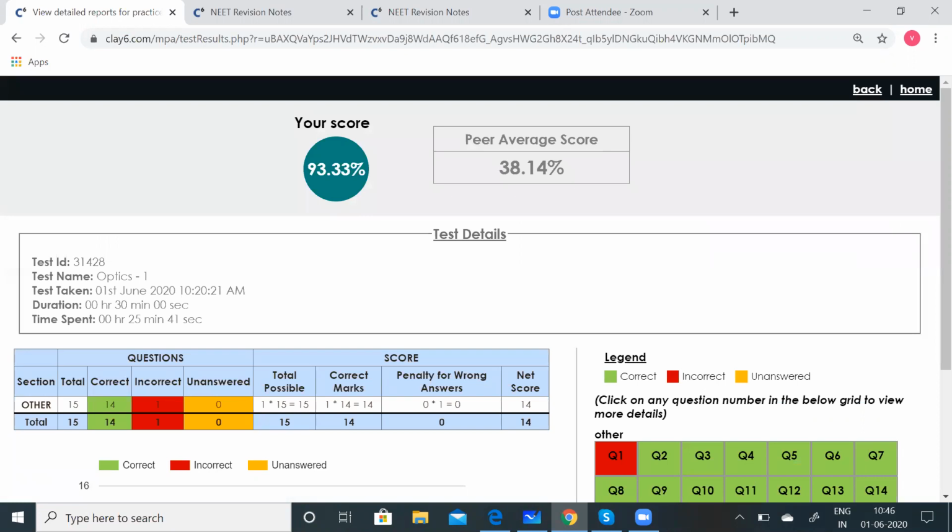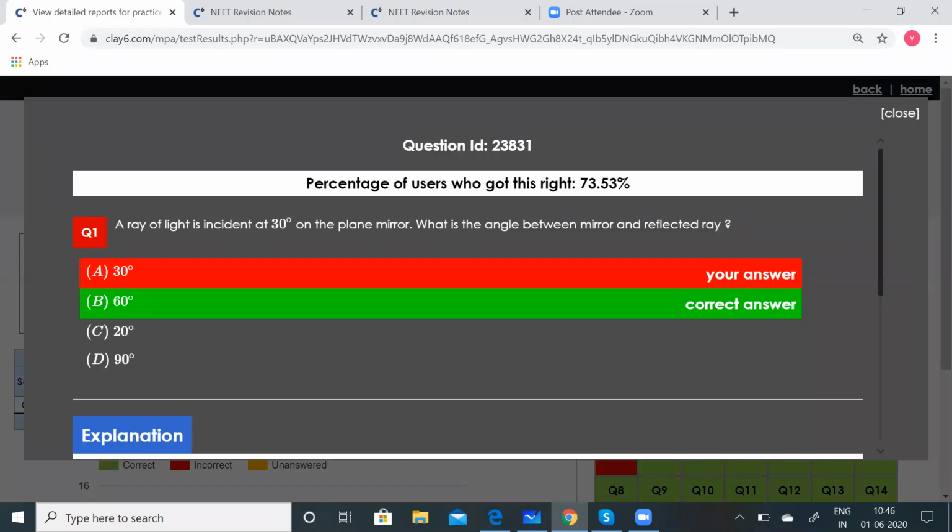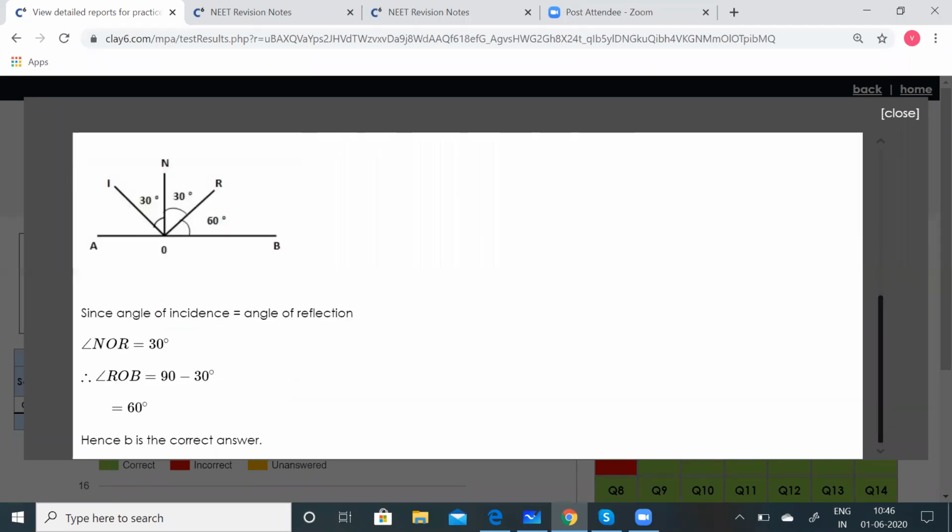Let's see. First question. A ray of light is incident at 30 degrees on the mirror. What is the angle between the mirror and the reflected ray? I said it was 30, but let us see the options. The correct answer says it's 60. So i is equal to r, 30. Now NOB is 90 degrees, so this should have been 90 minus 30, which is equal to 60 degrees. So B is the correct answer. All right, close that.